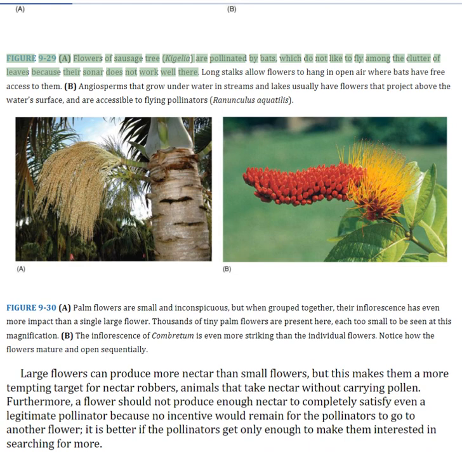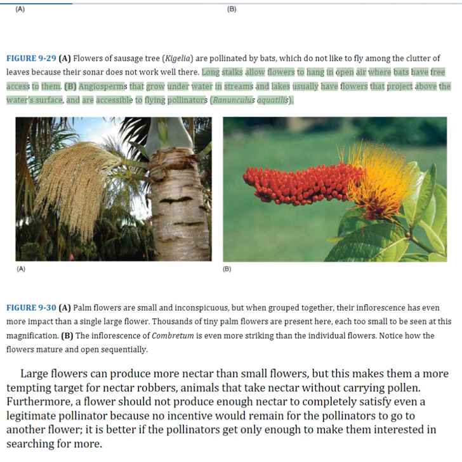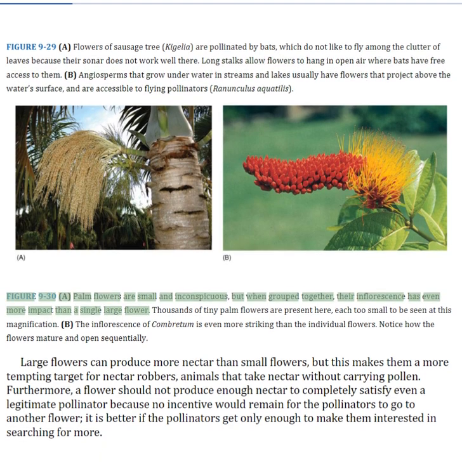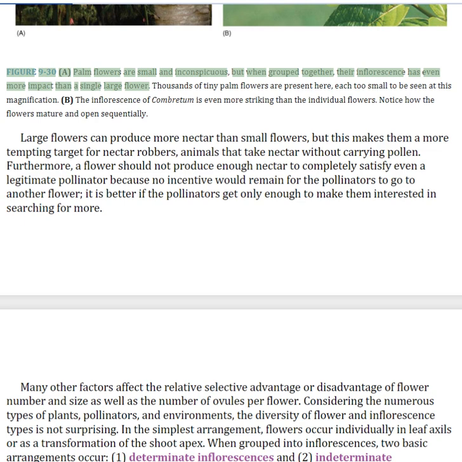Figure 9.29. Flowers of sausage tree are pollinated by bats, which do not like to fly among the clutter of leaves because their sonar does not work well there. Long stalks allow flowers to hang in open air where bats have free access to them. Angiosperms that grow underwater in streams and lakes usually have flowers that project above the water surface and are accessible to flying pollinators. Figure 9.30. Palm flowers are small and inconspicuous, but when grouped together, their inflorescence has even more impact than a single large flower.